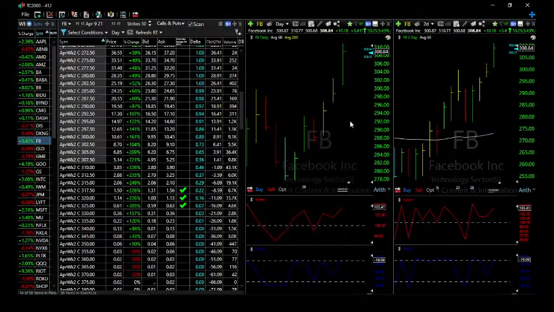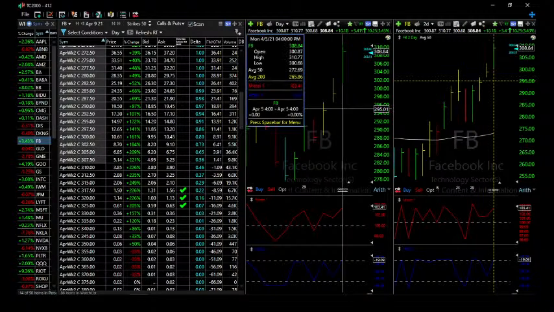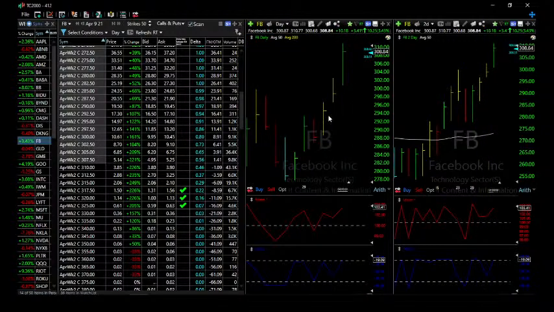So Facebook did what I thought it'd do. It was follow through from last week, and like I said, the market's in an uptrend.